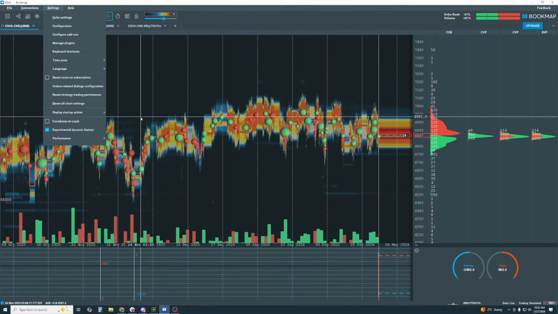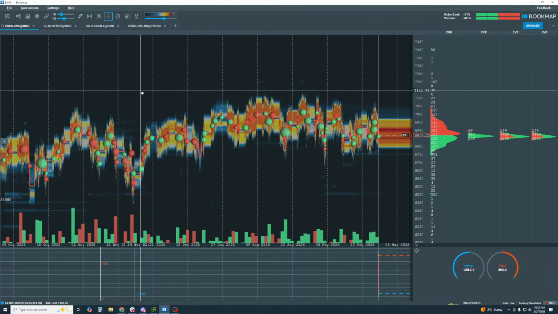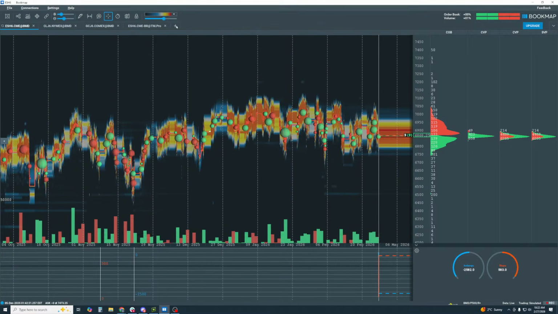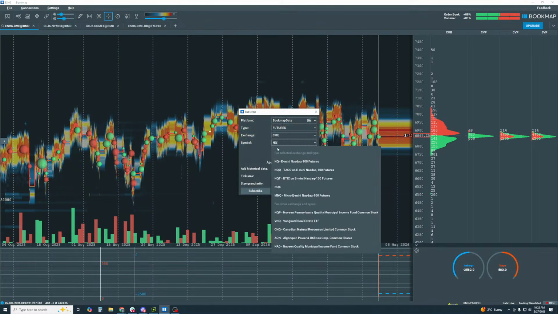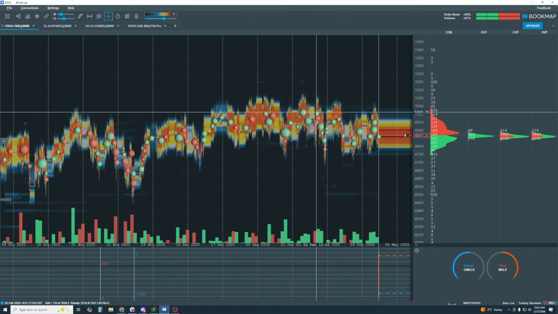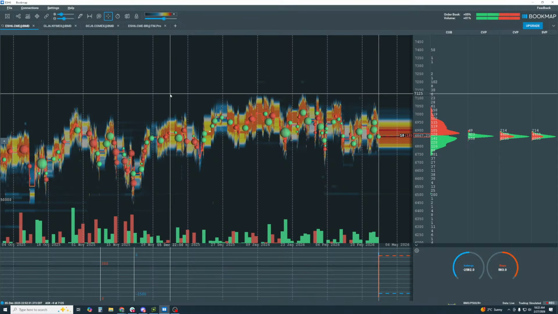All right, so again, three things are needed. One is you'll need to have Bookmap data. Number two is check this box. Number three, when you input the symbol here that you subscribe to, just put in like NQ. That's it. All right, or ES, and then you will get the continuous contract.